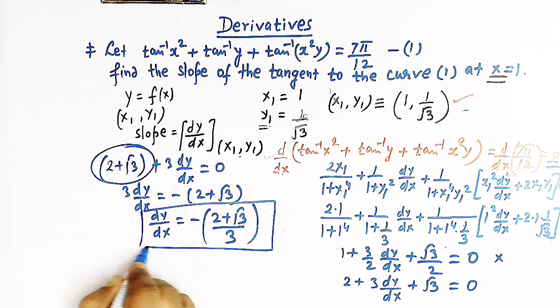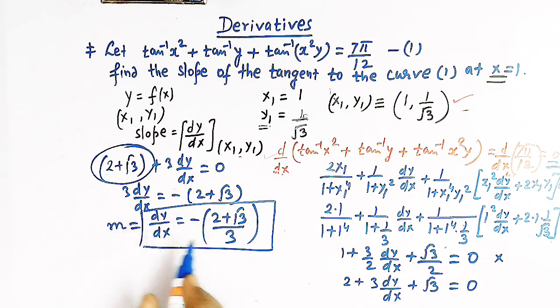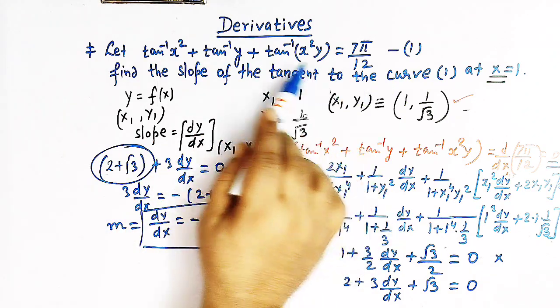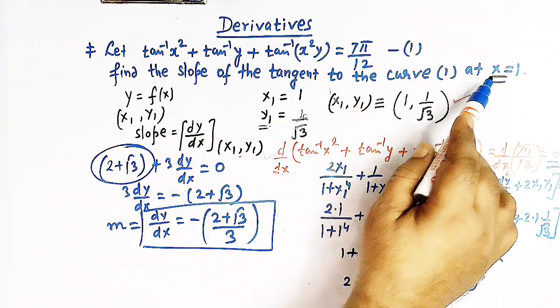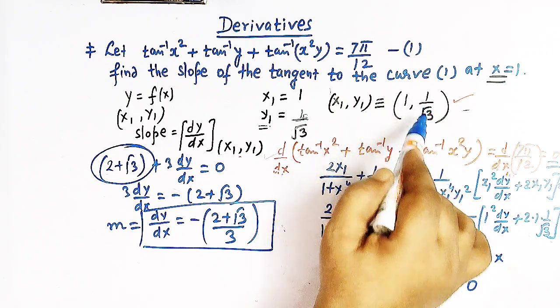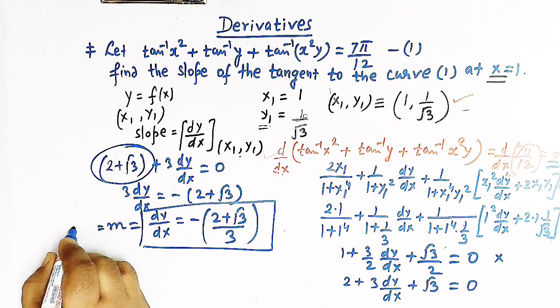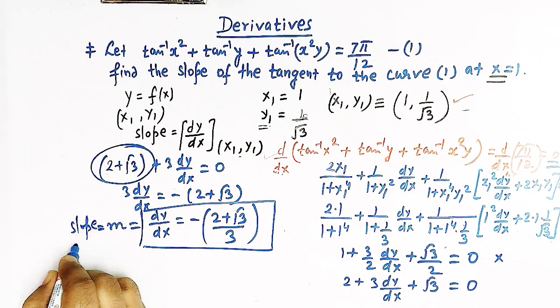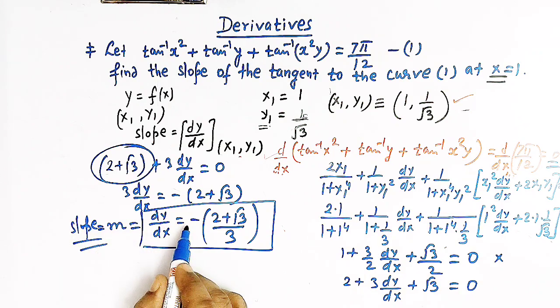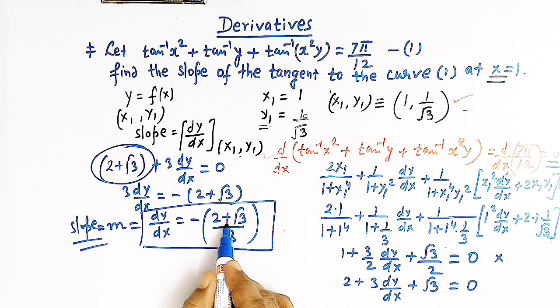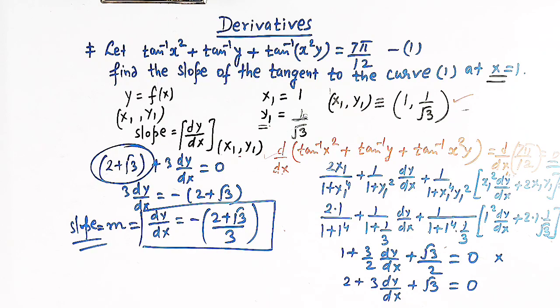So this is the slope m of the tangent to this curve at this point, that is 1 comma 1 over square root of 3, right? So the slope m is given by dy over dx equal to negative of 2 plus square root of 3 over 3.